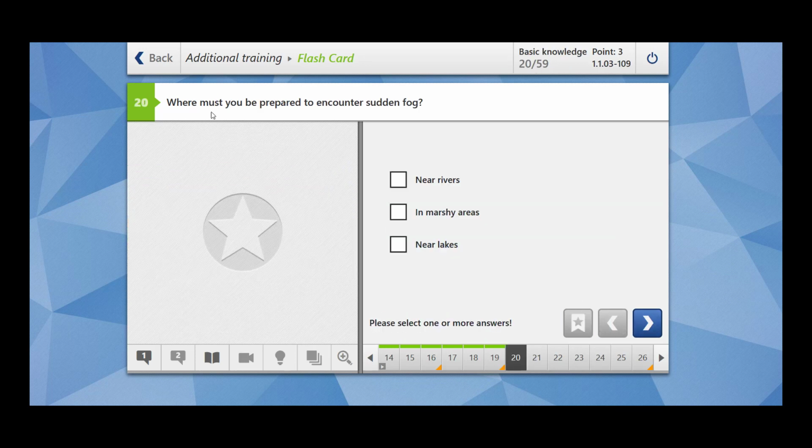Moving towards the next. Where must you be prepared to encounter sudden fog? Near rivers, in marshy areas, near lakes. Wherever there are sources of water, you could expect sudden fog. Our answer is correct.